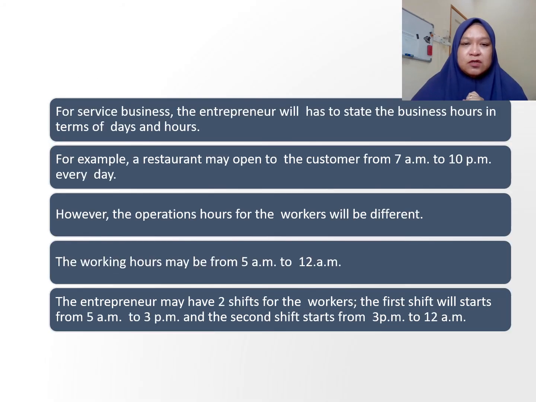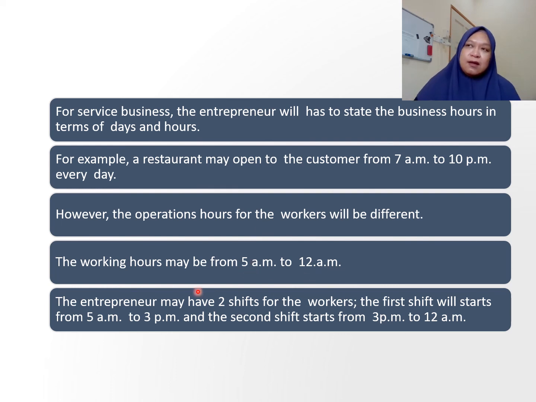For example, a restaurant may open to the customer from 7 a.m. to 10 p.m. However, that is for the business hour, because the customer can come as early as 7 a.m. and as late as 10 p.m. However, the operation hour for the employees, the workers, is from 5 a.m. to 12 a.m.